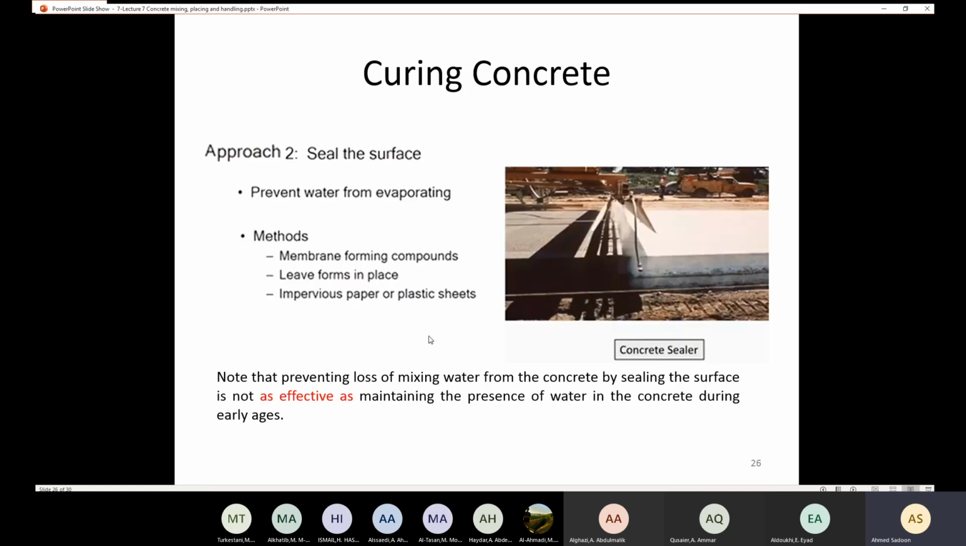But you need to remember this. Preventing loss of mixing water from the concrete by sealing the surface is not as effective as maintaining the presence of the water in the concrete during early ages. So sealing the surface is not as effective as the first method, which is maintaining the presence of the water.